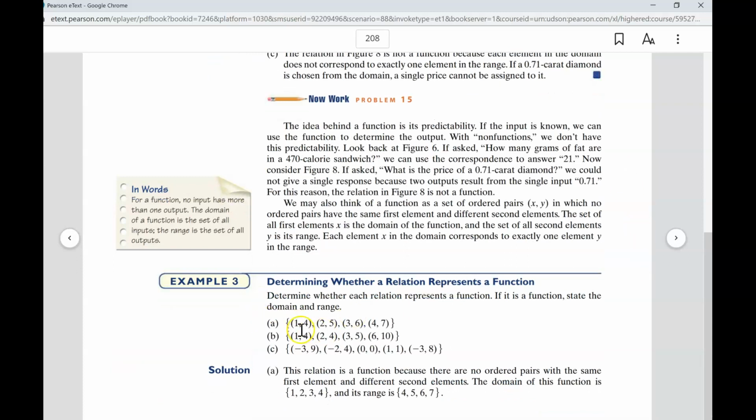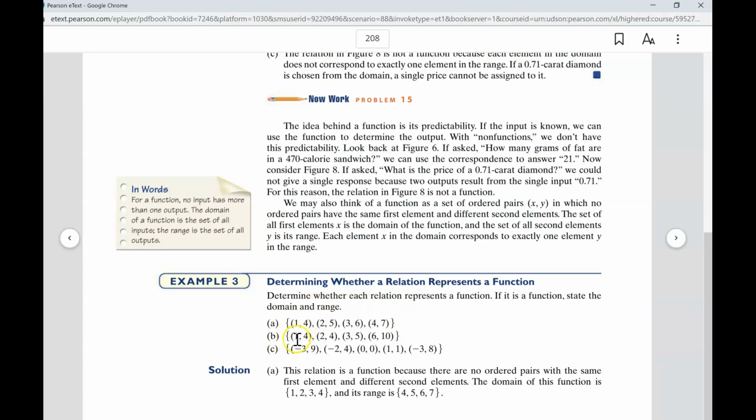Look at example 3 down here. Look at A, B, and C. It's 3 different sets of ordered pairs. You're going to decide for each one of these, does it represent a function? All right, for part A, it is a function because each one of these inputs, meaning the first number in the ordered pair, has only one output with it. So 1 is only with a 4, 2 is only with a 5, 3 is only with a 6.